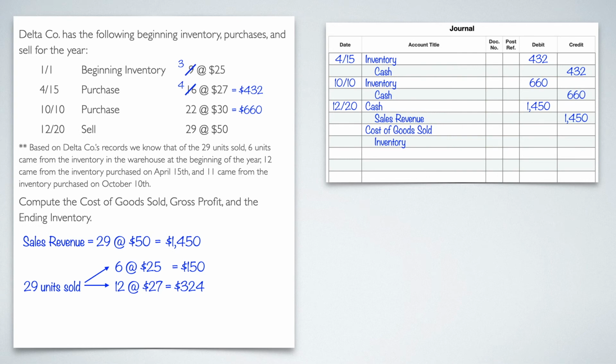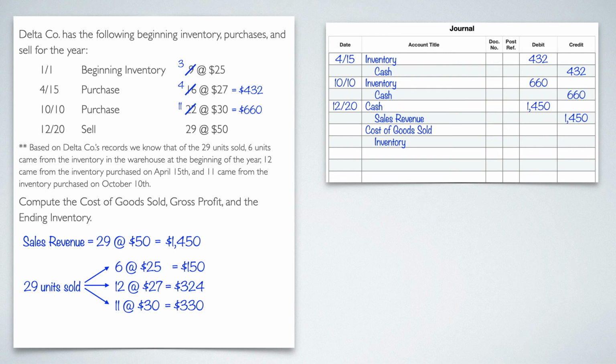And I also know that 11 of them came from the October batch. So 11, those 11 cost me $30 a piece. Multiply that out, that's going to give me $330. Again, I'm going to put a little slash mark across 22 because I don't have 22 anymore. I now have 11 because I sold 11 of them. So now I'm cleaned up at the top as well.